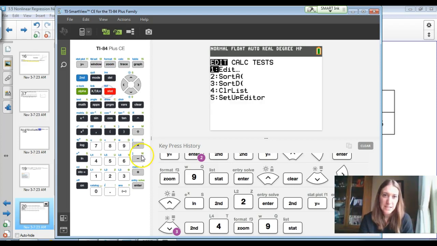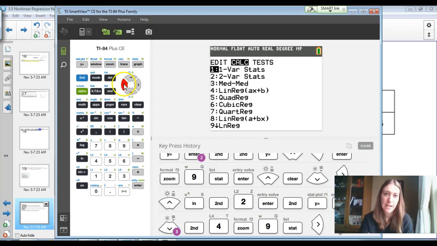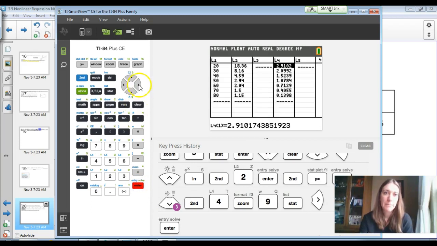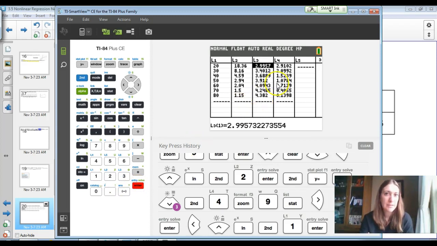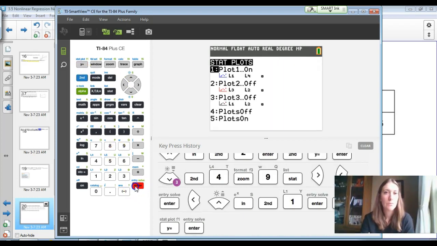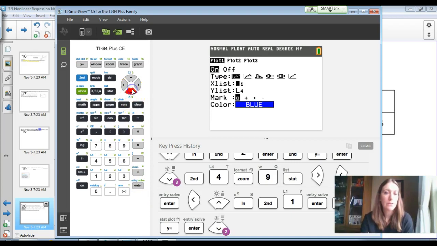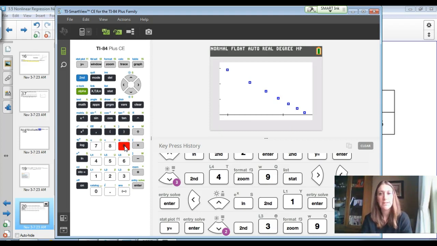So back to my stat, edit. I'm going to go to list 3, which is where I'm going to store the natural log of my x's. So natural log of list 1. And then in my scatter plot, I'm going to look at list 3 versus list 4. That would be the test for a power function. So list 3 versus list 4, and then Zoom 9 again to recalculate that window. Oh, that's nice. That's nice and linear. So it turns out this is a nice power function.